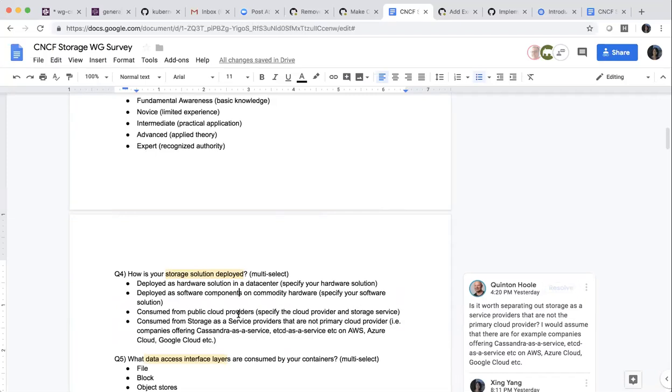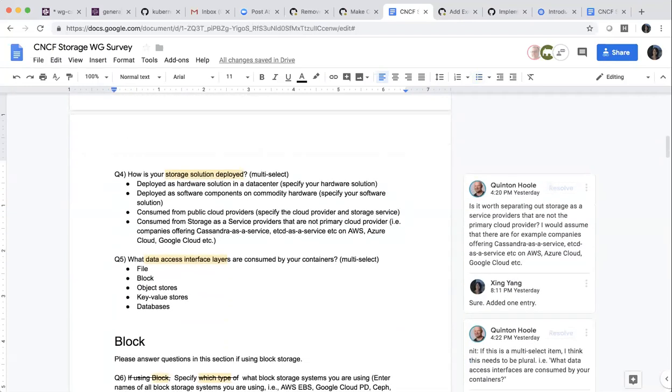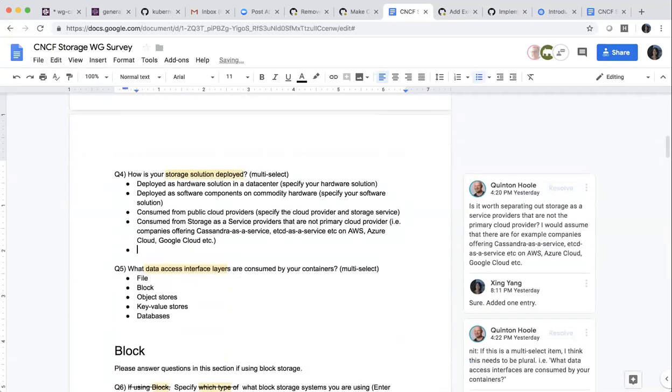So Quinton has a comment here. Maybe we should add another category, storage as a service providers that are not primary cloud providers, if they are offering, like, database as a service on public cloud or something. So yeah, that makes sense. Okay. Anything else? Should we add an other? I'll just add other. Yeah. Specify.